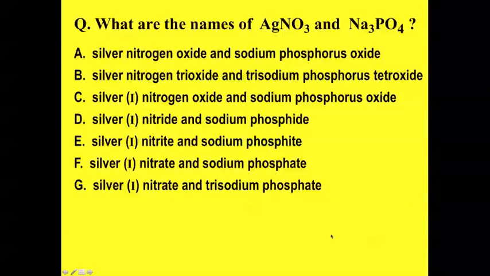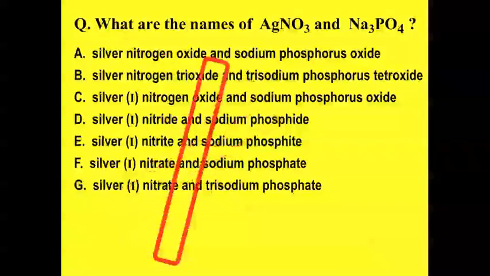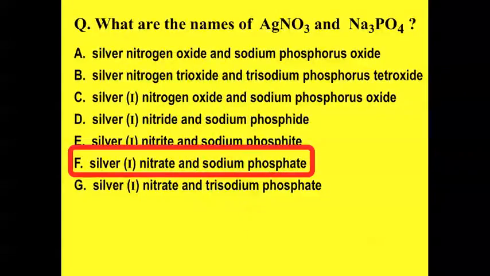Okay, so we've talked about how to name ionic substances before, ionic compounds. So a little quiz question for you: which are the correct names of the two? And again, pause this if you need to think about it a little bit. And then the answer comes up. It's F, silver(I) nitrate and sodium phosphate. I will note silver typically forms the +1 ion, so you'll see it both ways. You'll see silver nitrate without the (I).